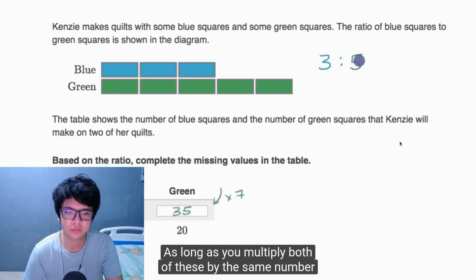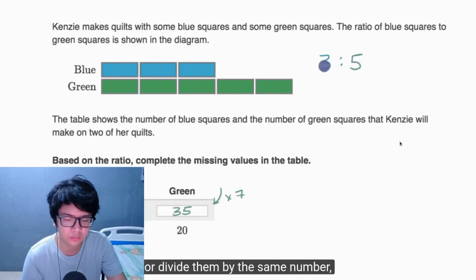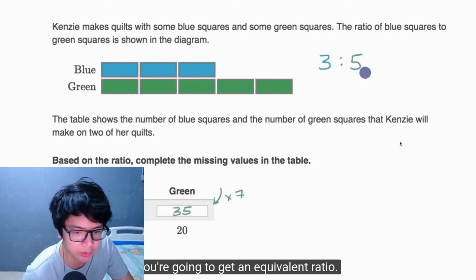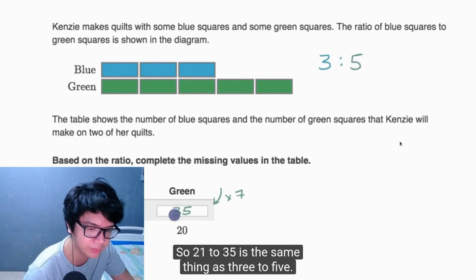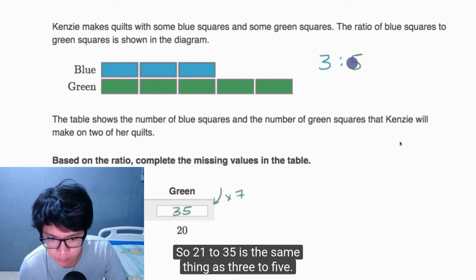As long as you multiply both of these by the same number or divide them by the same number, you're going to get an equivalent ratio. So 21 to 35 is the same thing as 3 to 5.